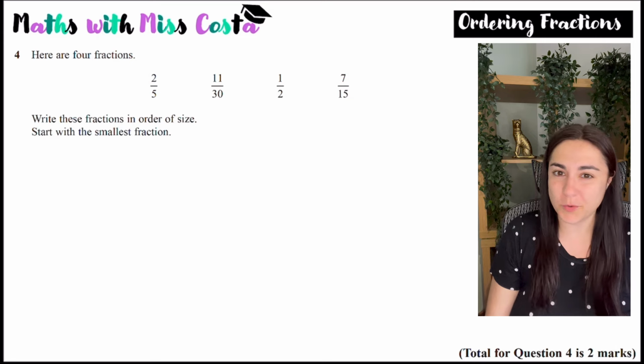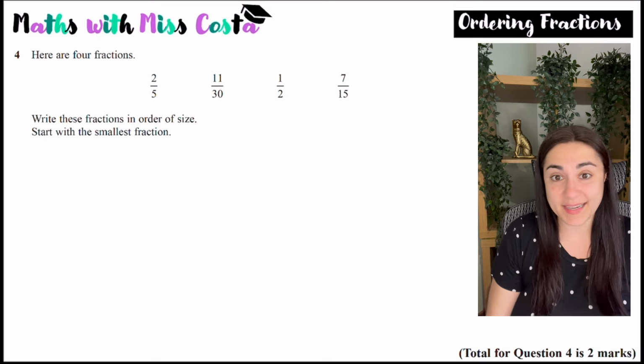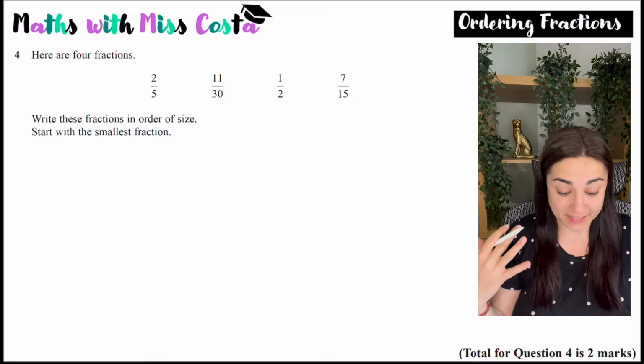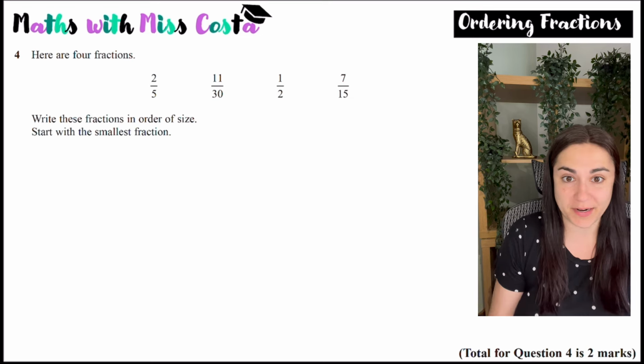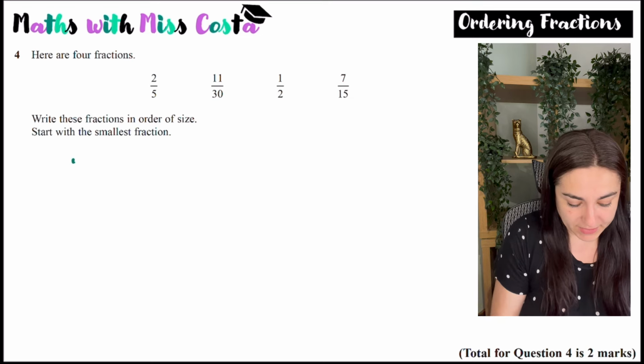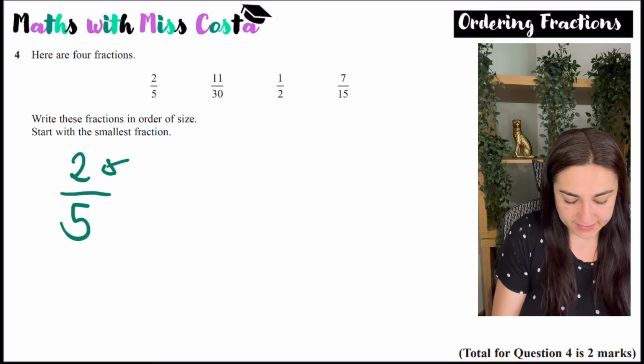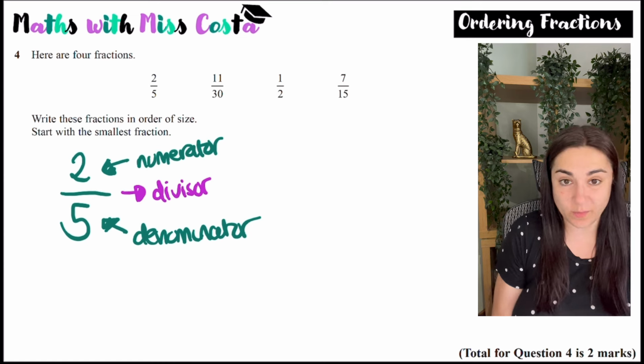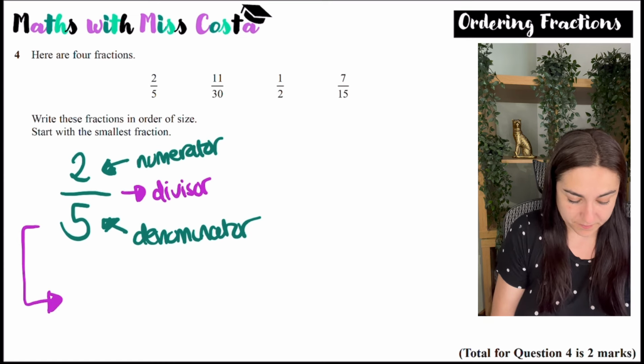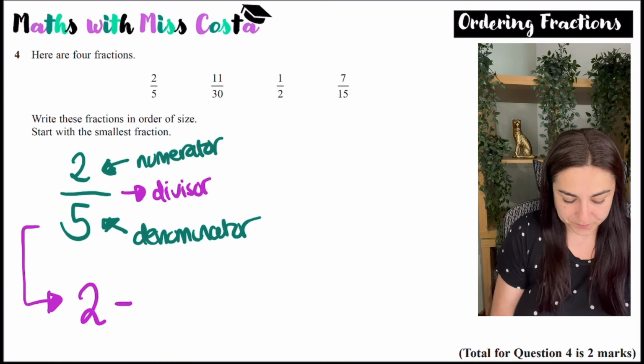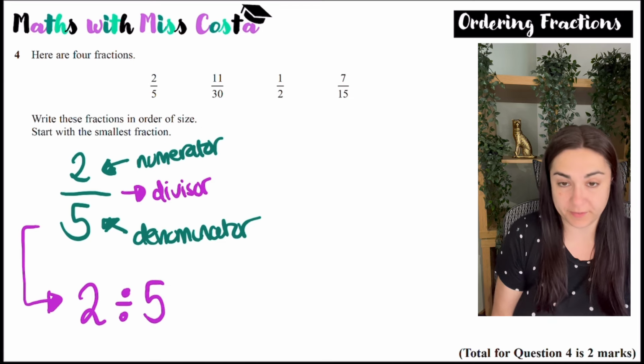Okay, so here I've got an ordering fractions question, and this is a calculator paper, which is really handy because there's a really cool way that we can turn any fraction into a decimal. So with any fraction, this is the numerator, this is the denominator, and the line in the middle we call the divisor, which essentially means the way this would read, if I was reading it from top to bottom, it means 2 divided by 5.